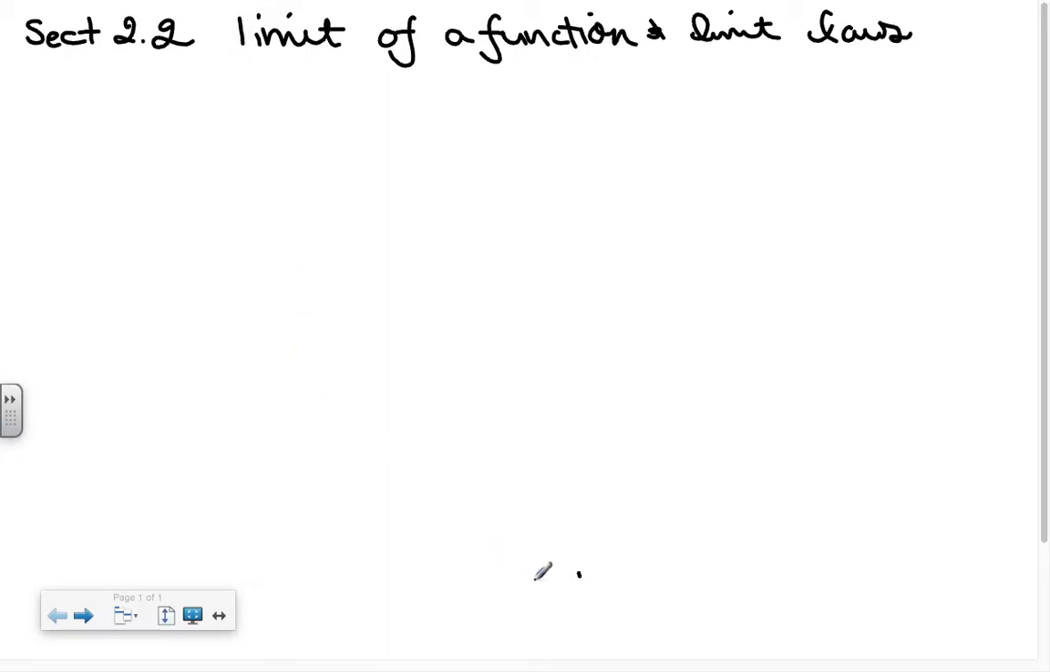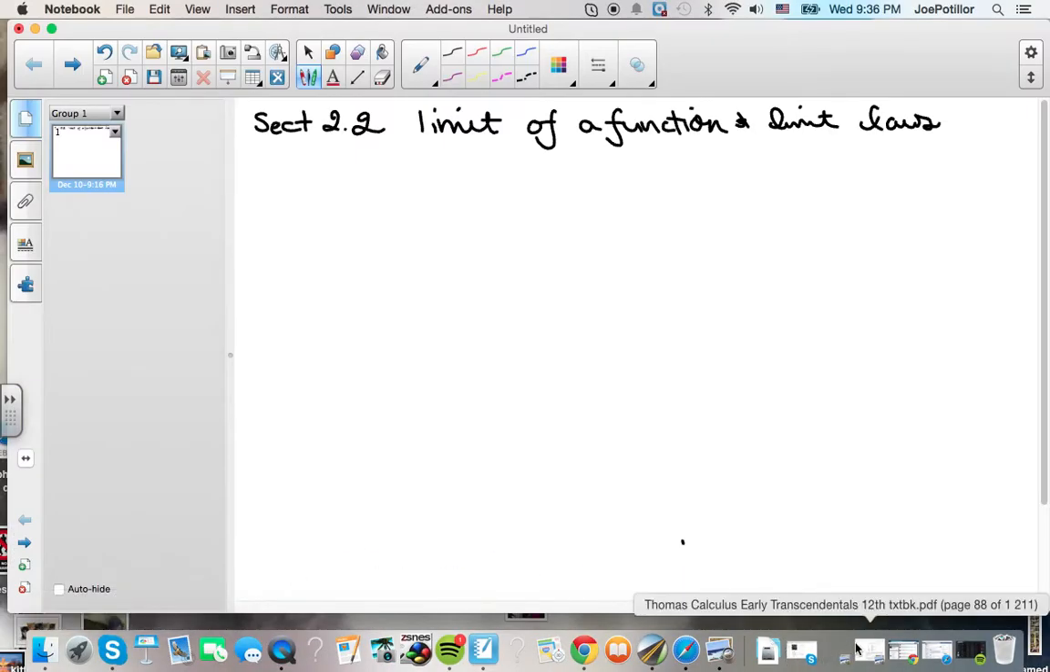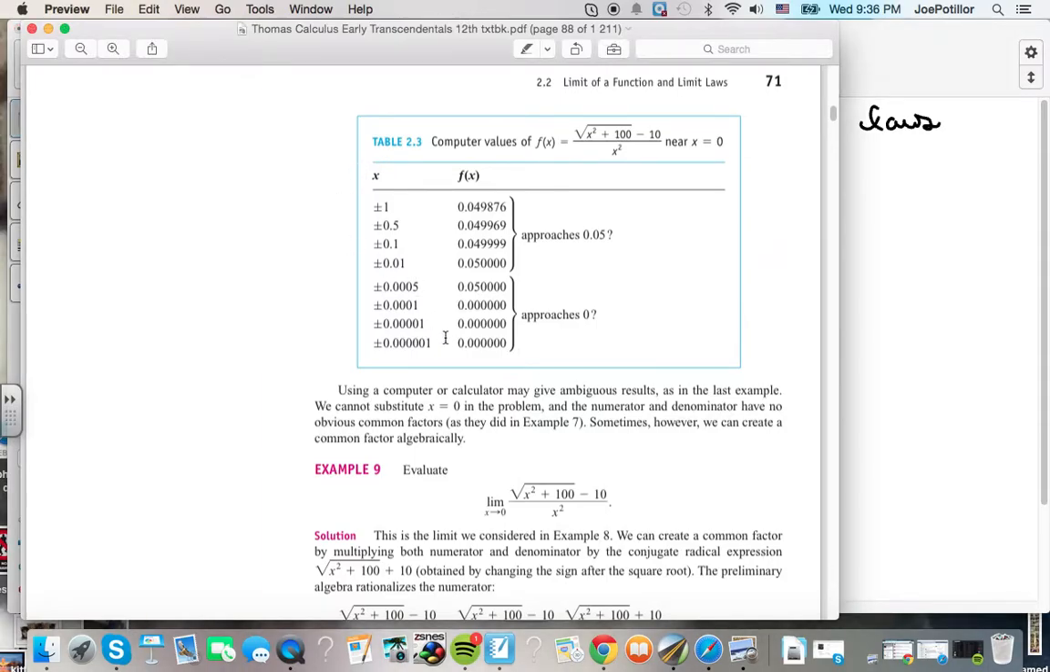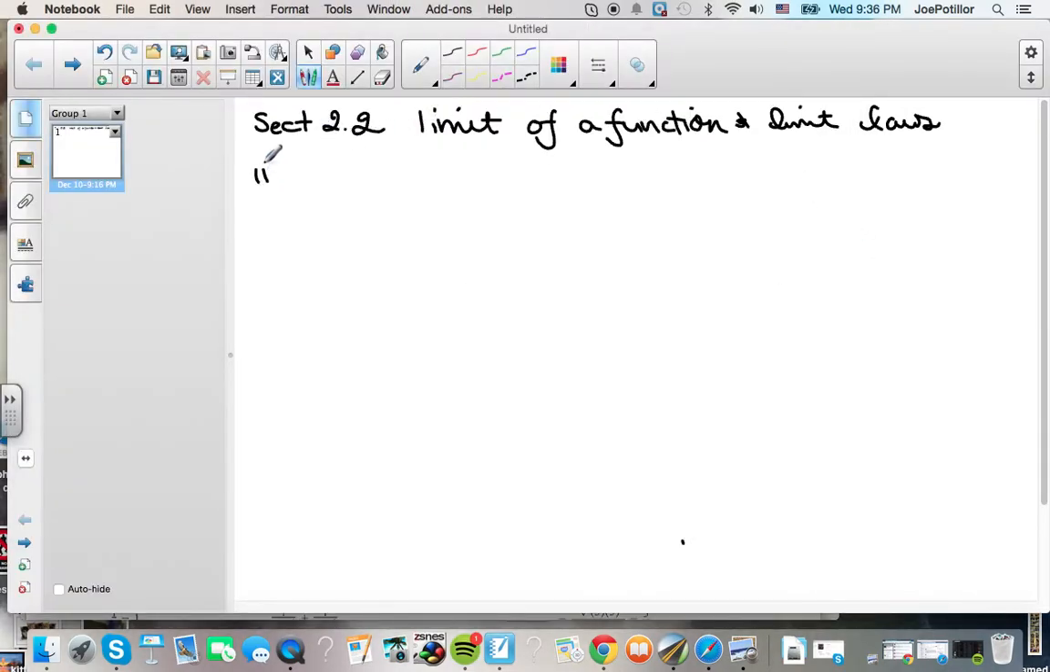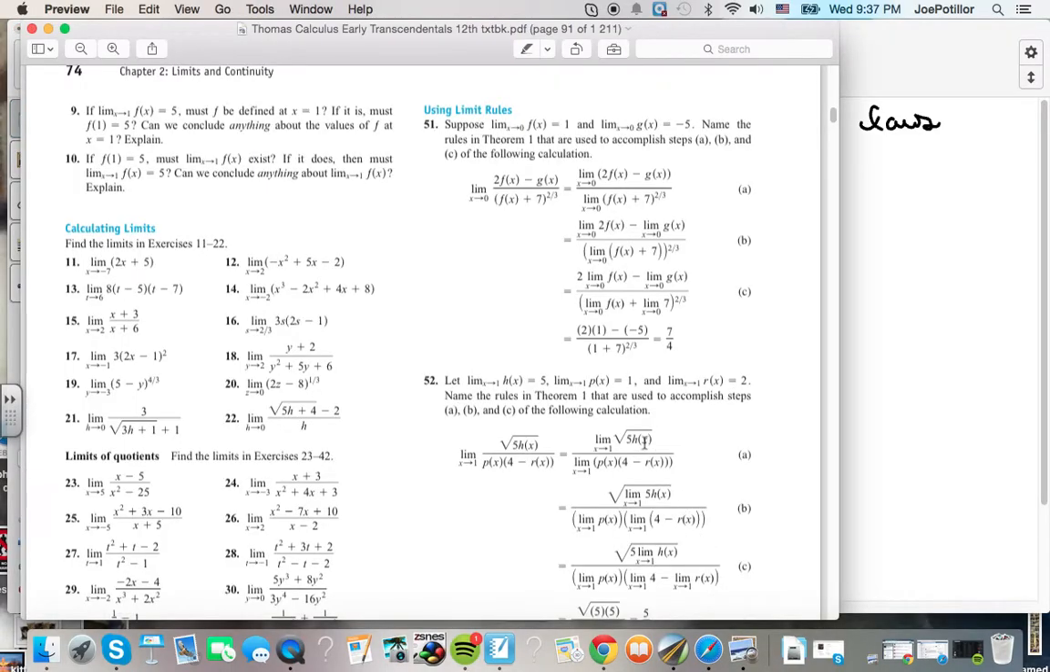So let's do some problems from that section. I'm going to start with problem number 11, which I need to get the book out, which is right here. So we're going to find the limit, as x approaches negative 7, of 2x plus 5 for number 11 here. So we have the limit as x approaches negative 7 of 2x plus 5.